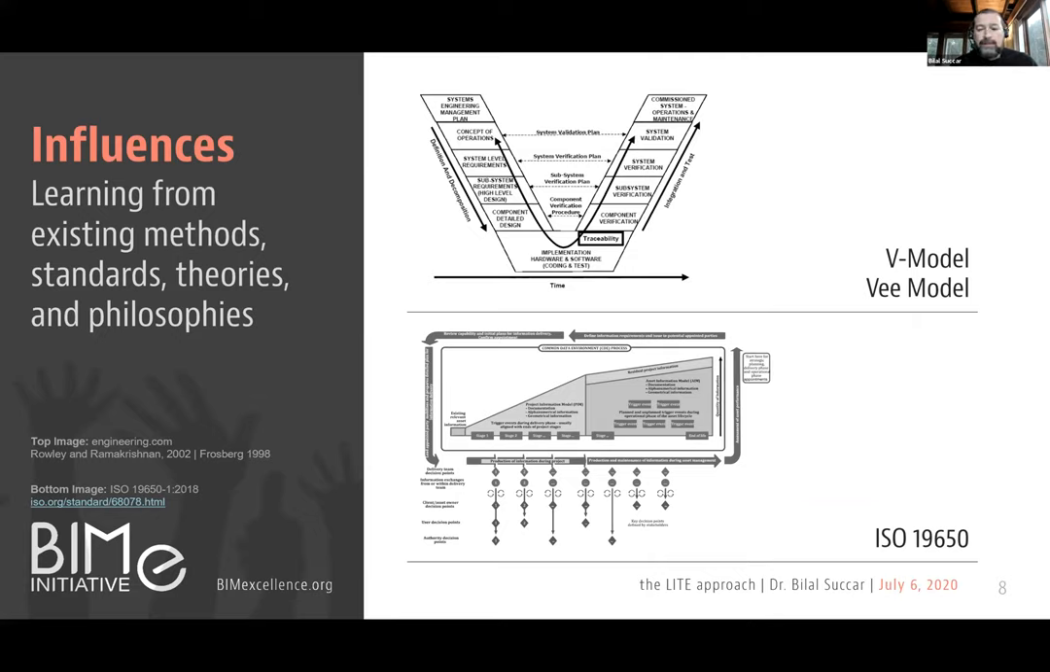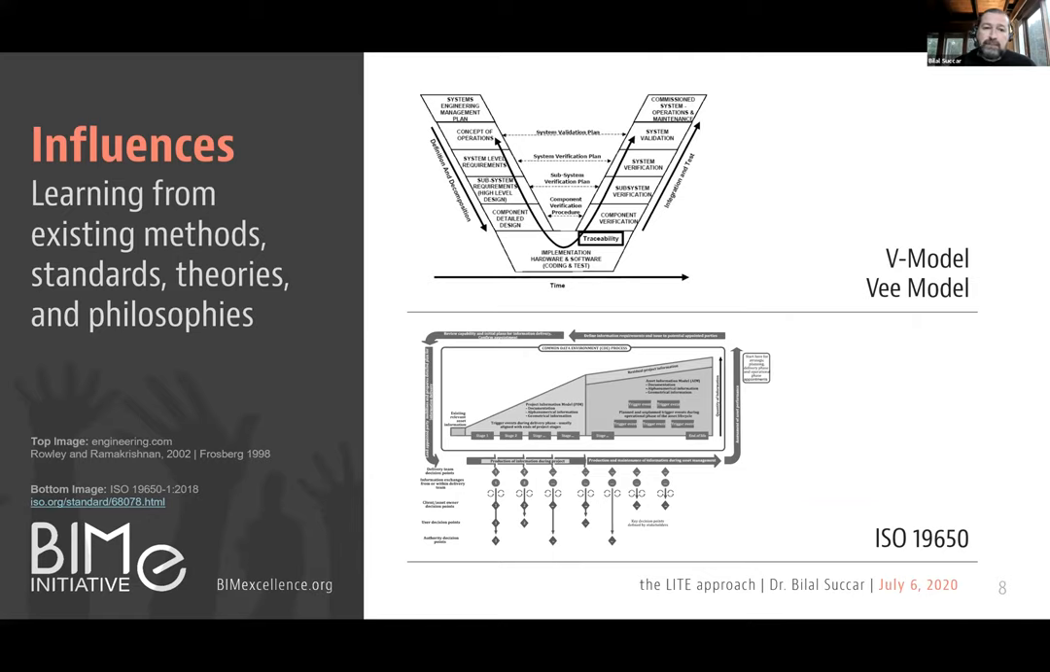And of course, there is the suite of standards, ISO 19650, a very strong foundation for our industry. But ISO also has its limitations. In some senses, it is very abstract. In other senses, it's very prescriptive. Also, in some senses, it confuses information management with the procurement models. So there's lots to learn from all of these.